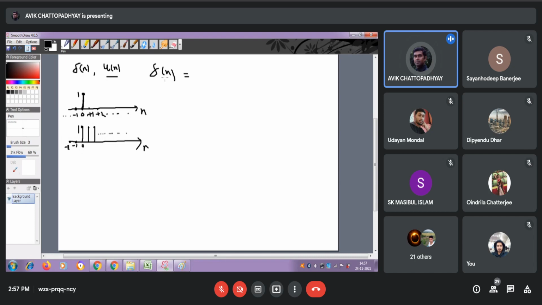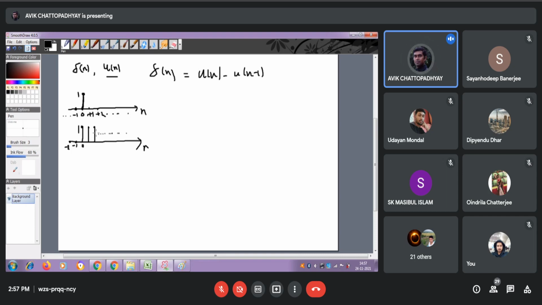So now the task is to find delta n from the unit step. Very simple. Just by looking at these two pictures, you can immediately say it will be just u of n minus u of n minus 1. So all the mathematical operations that could be done on the signal in the continuous time domain could easily be done in the discrete time domain as well.